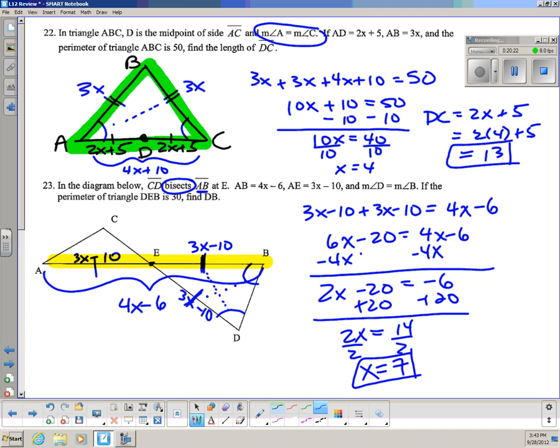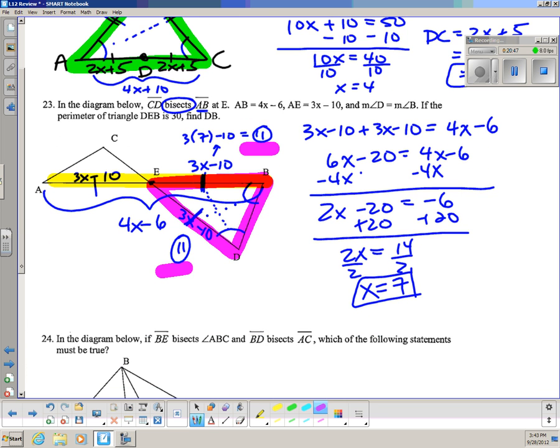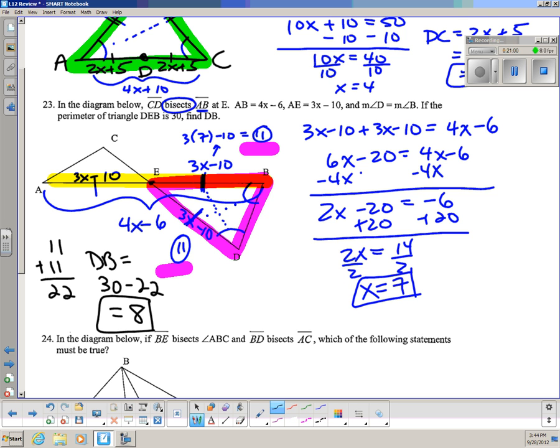So now I can find lots of things. I can say that this side is 3 times 7 minus 10, which is 11. Which also makes DE 11, since those two sides are equal. And I know the perimeter of triangle DEB is 30. So this triangle has a perimeter of 30. And I've already accounted for 11 and 11 of those 30. So 11 plus 11 is 22. And so DB would be 30, the perimeter, minus 22, which is 8. So 8 is the final answer.